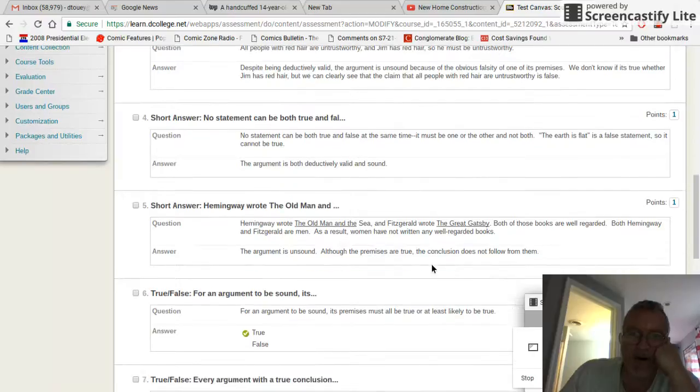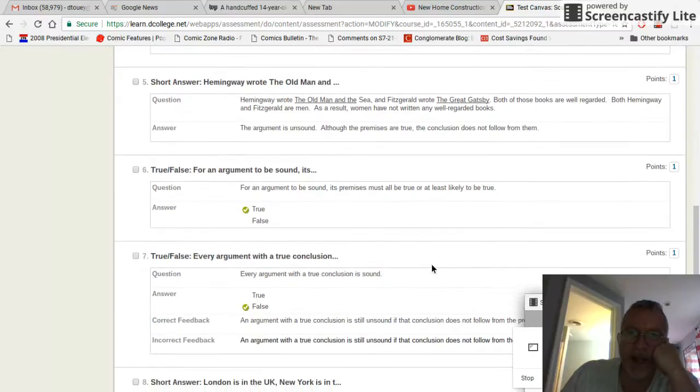Look at number 5 here. Hemingway wrote The Old Man and the Sea, and Fitzgerald wrote The Great Gatsby. Both of these books are well regarded. Both Hemingway and Fitzgerald are men. As a result, women have not written any well-regarded books. So obviously the "as a result" is the conclusion of this little argument, and there are one, two, three, four, depending on how you count them, premises. The argument is unsound.